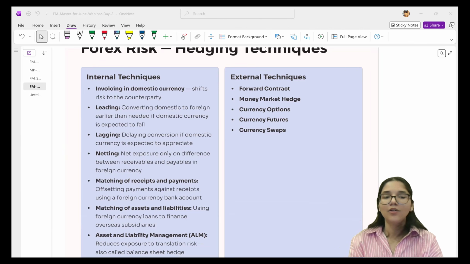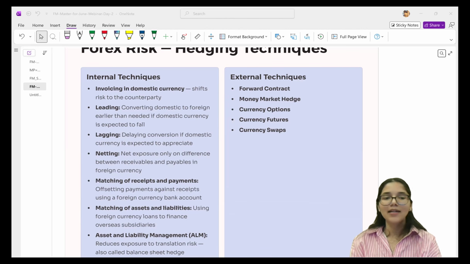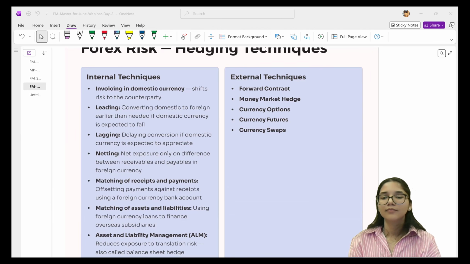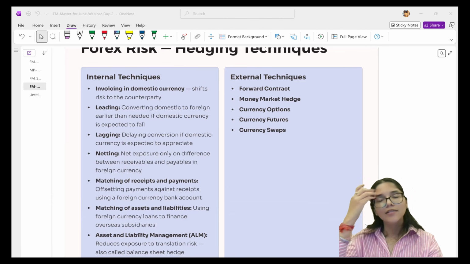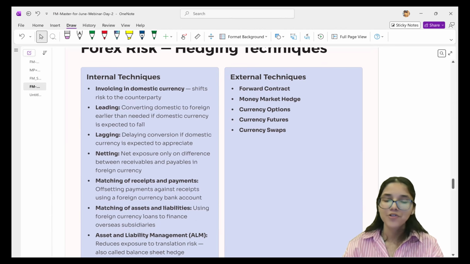Okay, so invoicing in domestic currency, we've studied the concepts of leading and lagging. What happens in leading? Payment is done early or late? Earlier than needed or later? Early payments are done in leading. What happens in lagging? We delay the payments, absolutely. Then we have also learned the concepts of matching of receipts and payments, matching of the assets and liabilities, and then ultimately going for the ALM, asset liability management. This is also called as a balance sheet hedge.